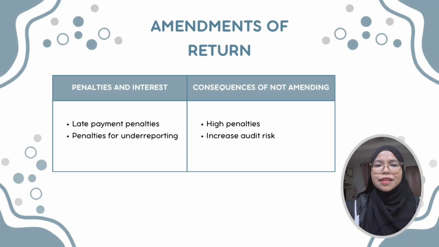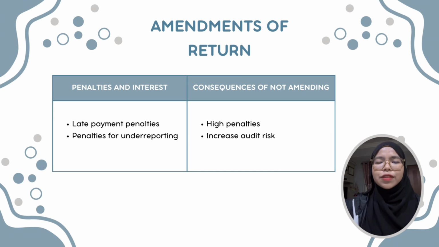Next, penalty and interest. If an amendment results in additional tax being payable, the company is liable to pay interest on the unpaid tax amount from the original due date until the final payment is made. However, failing to amend a return when necessary can lead to more significant penalties, such as late payment penalties and penalties for underreporting. The consequence of not amending is a high penalty when the company underreports tax, especially if the authorities deem the error to be intentional. Next, if a company fails to correct errors, it can increase audit risk.